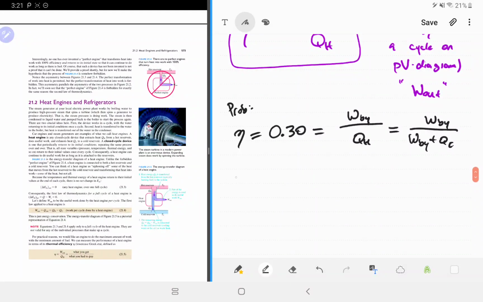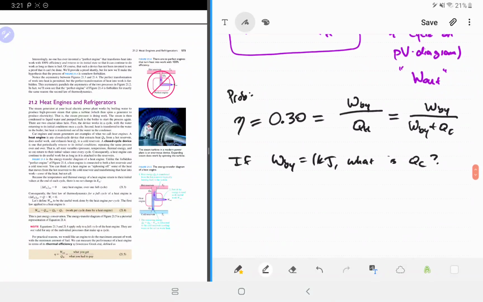So the problem is asking, if W by is 1 kilojoule, what is QC? That's rearranging the problem in terms of the equations that we've already introduced, in terms of the definition of efficiency and what waste heat is. Waste heat is QC. So rearranging this formula, we get 0.30 times (work by plus QC), and I just moved the denominator over to the other side, is equal to W by.